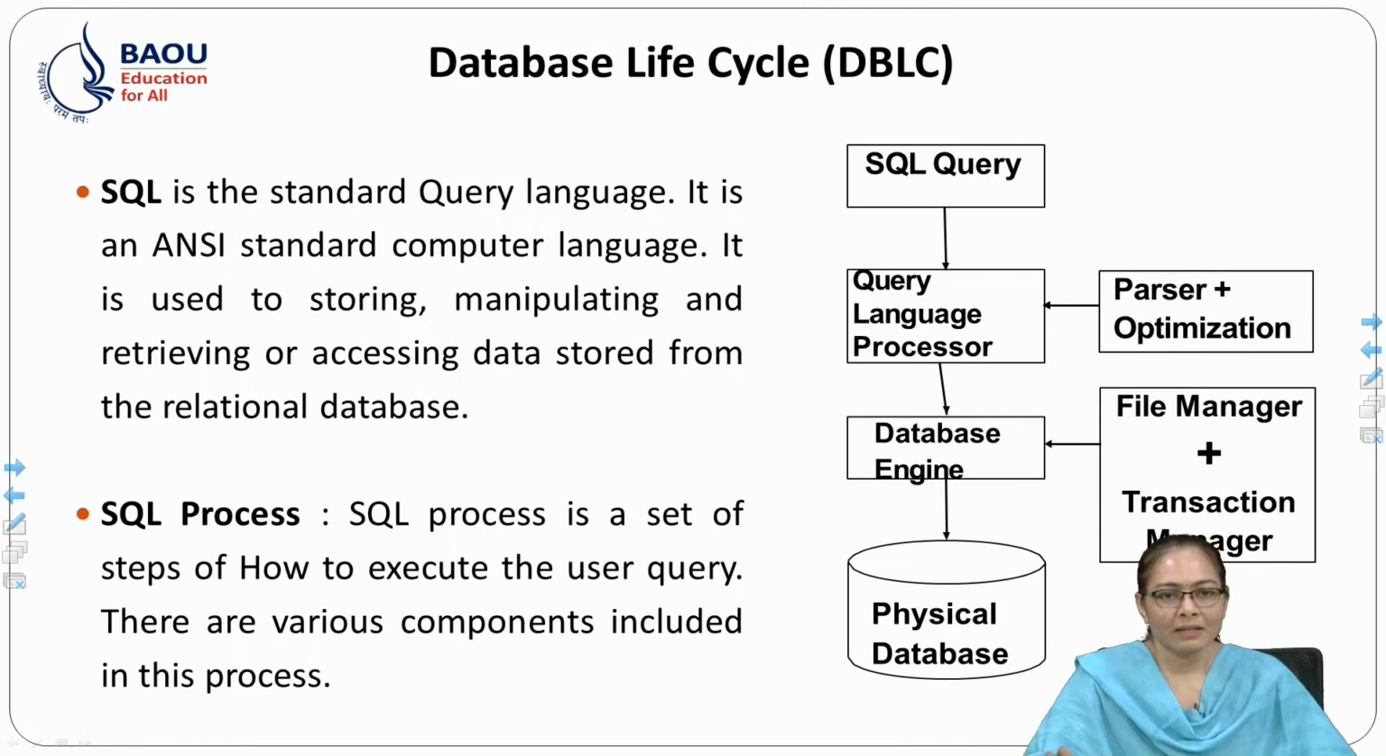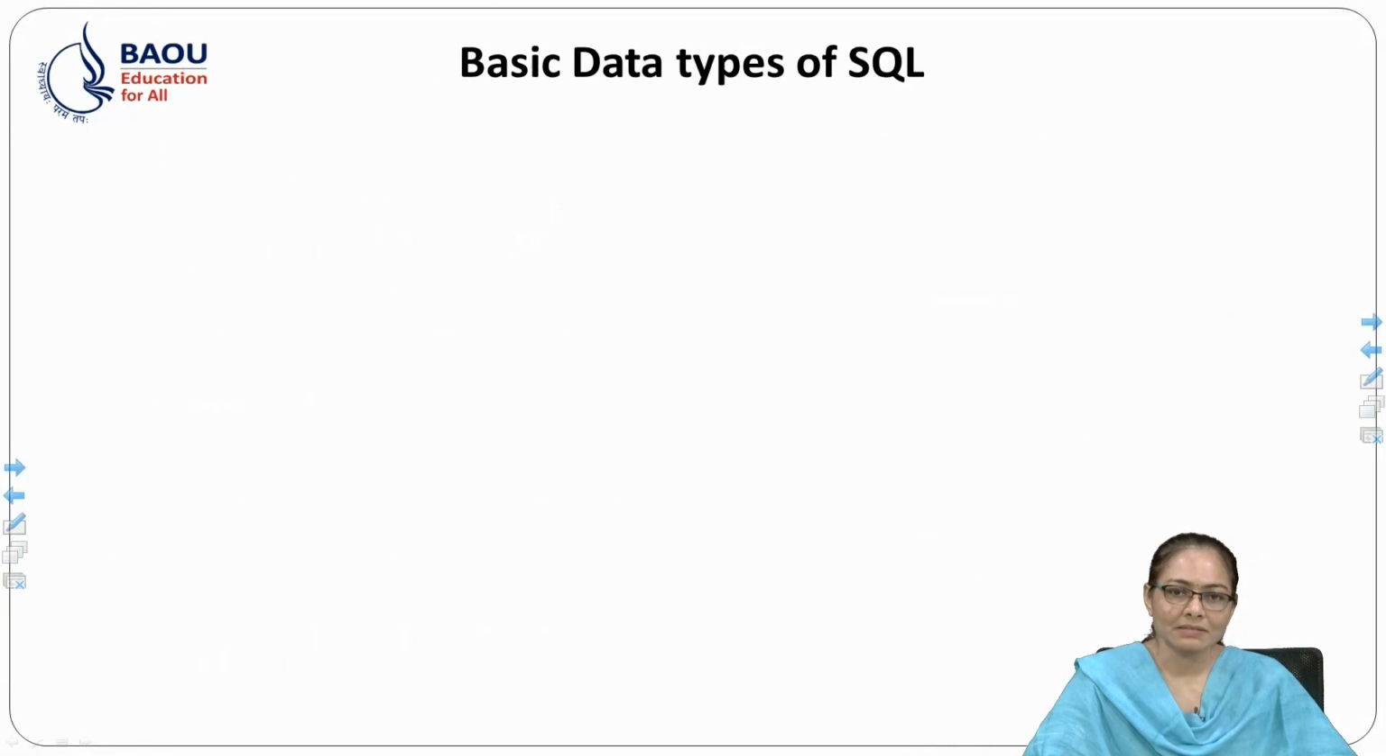Now, these are the processes of the database life cycle: how the queries enter into the system and are executed by the query language processor, how the parser translates the query into the internal form, and how the query optimizer selects the best query evaluation plan and executes the query, and finally the database engine gives the result and stores the data into the physical database. Now the next one is the basic data types of SQL.